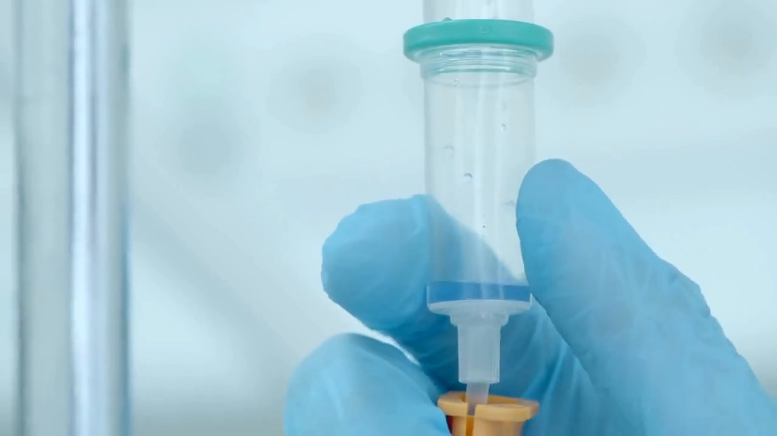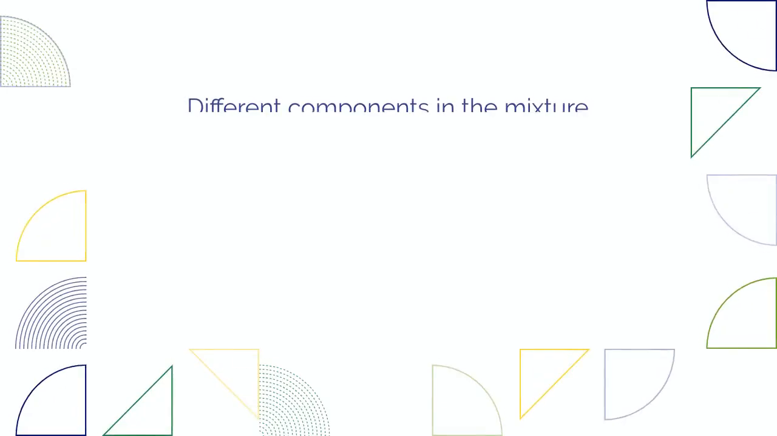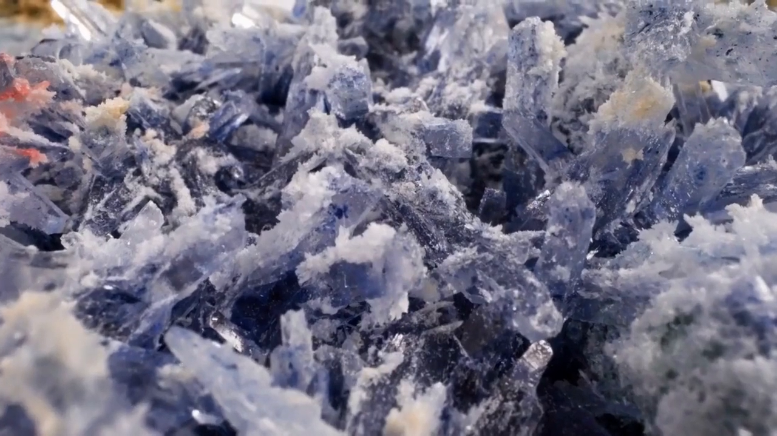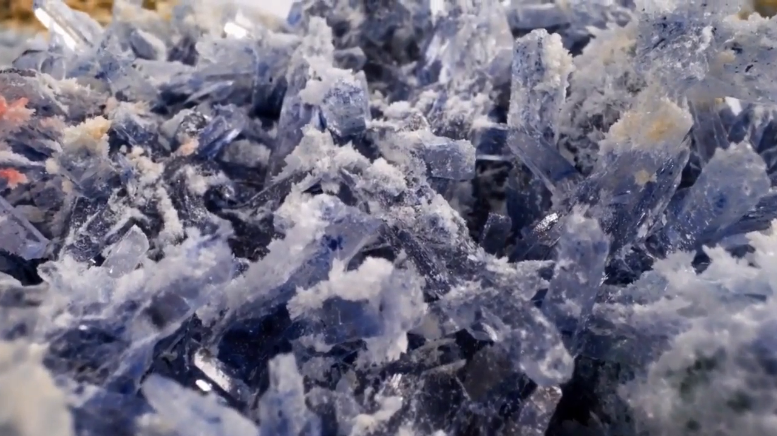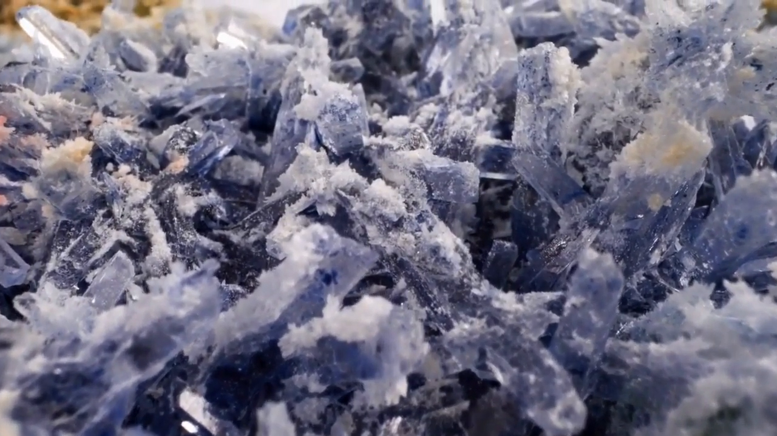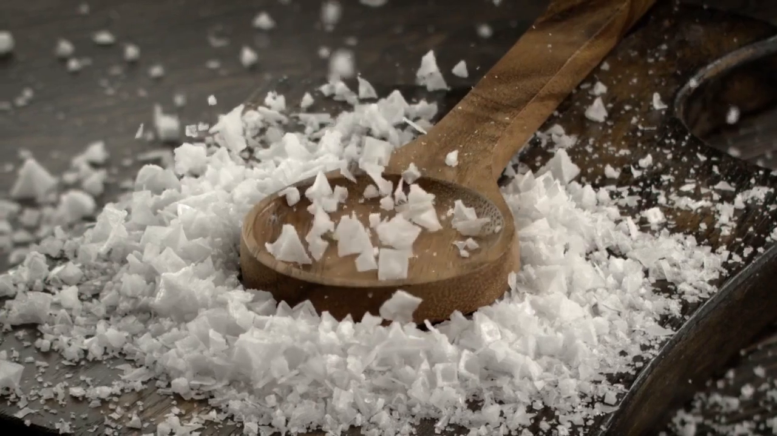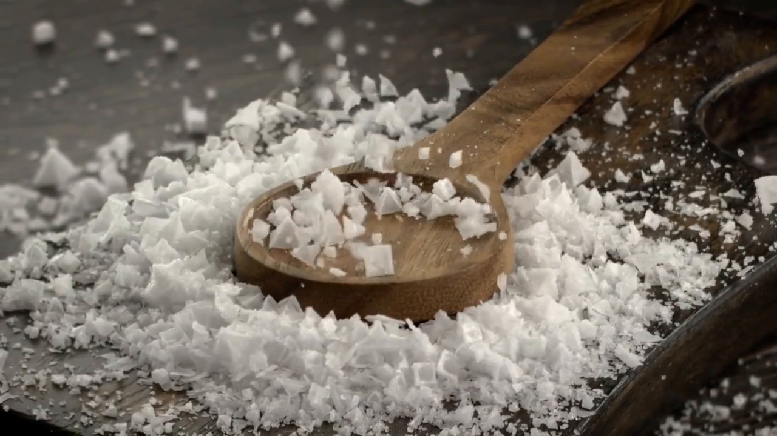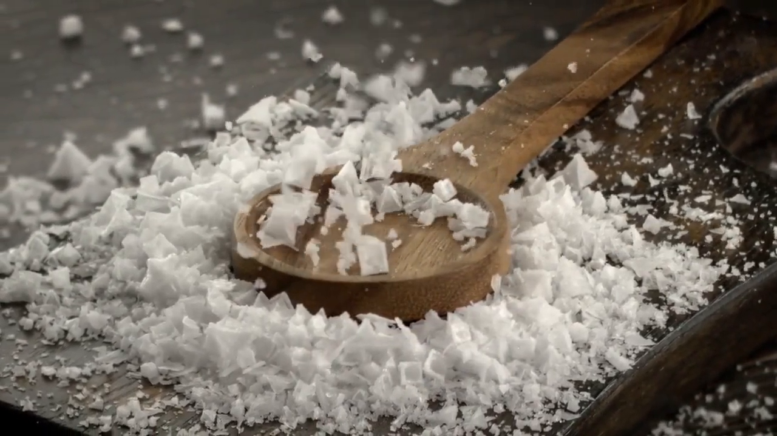The real power here is in separation. Different components in the mixture have different levels of stickiness or affinity for the stationary phase. The components that are less sticky are easily washed down and exit the column first. We say they elute quickly. The components that are very sticky to the column material are much harder to wash away, so they take longer to travel down. They elute slowly.